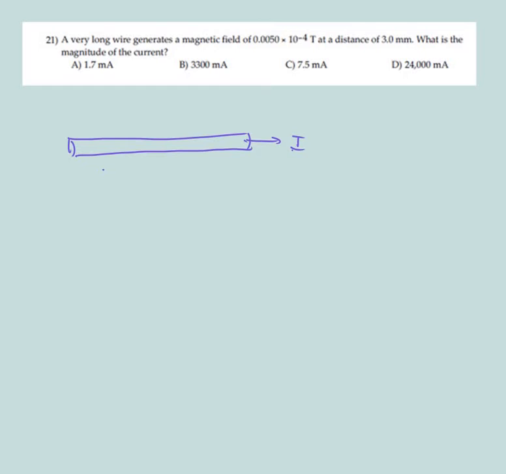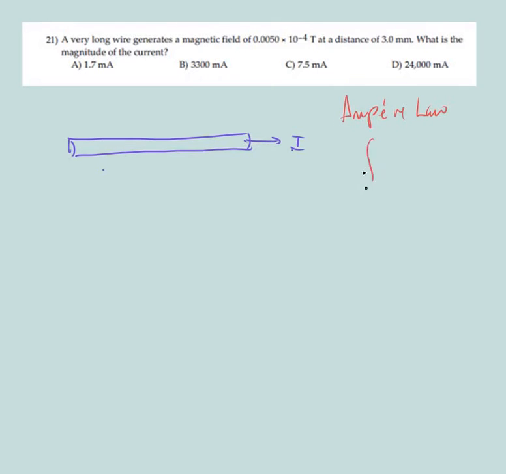So look at this problem. It says a very long wire generates a magnetic field of 0.005 times 10 to the minus 4 Tesla, or you can say 5 times 10 to the minus 6, at a distance which is 3 millimeters, and they ask you what's the magnitude of the current. So this problem is actually a problem using Ampere's law. Ampere's law is right here. Remember that one?